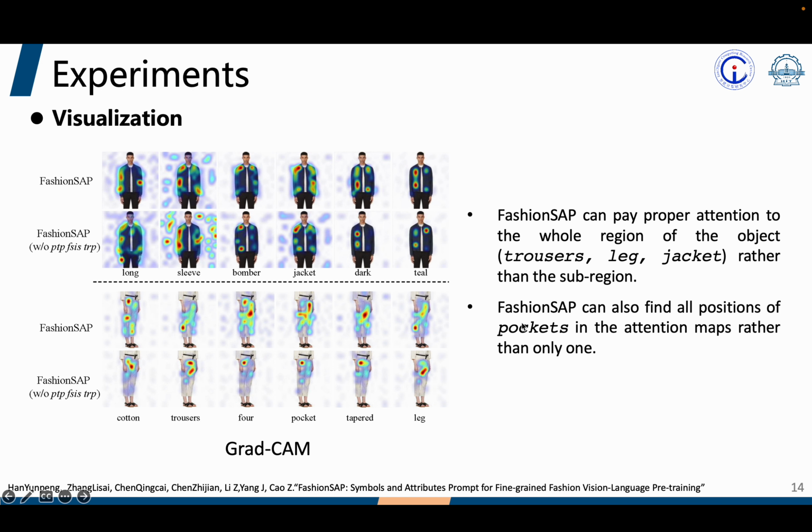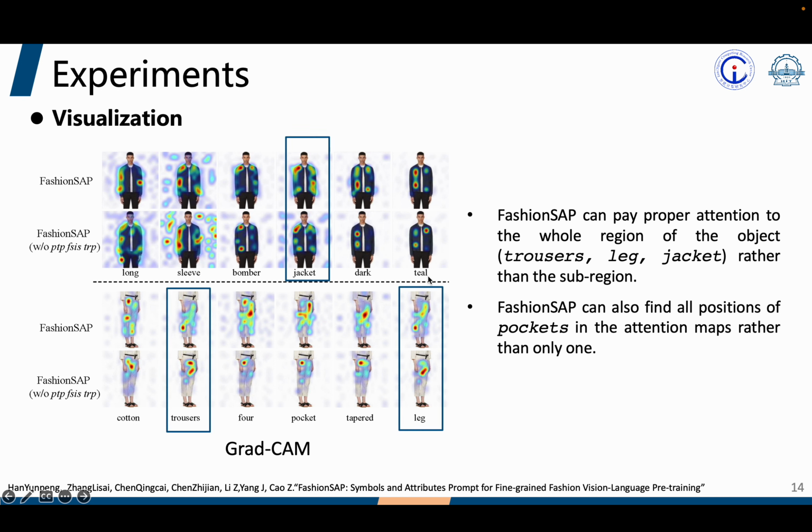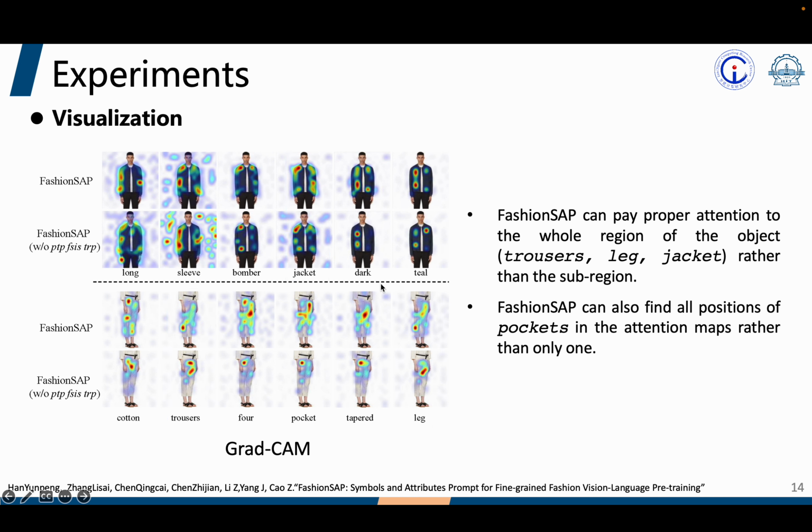We also use Grad-CAM to analyze the capability of semantic alignment between the text model and vision model. Fashion SAP can pay proper attention to the whole region of the object rather than a sub-region, like trousers, jacket, and leg. The upper is the whole region, the lower is the sub-region. Fashion SAP can also find all the positions, like the pockets, the token pockets, in the attention maps rather than only one.